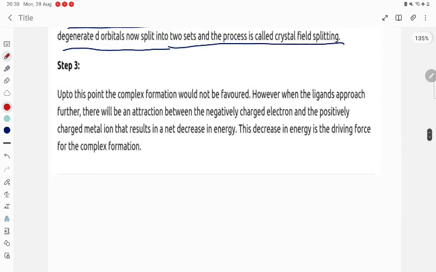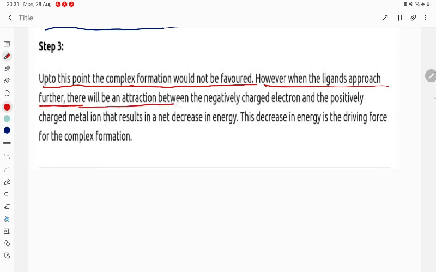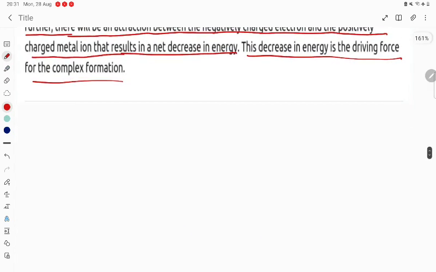Now come to the next one, student, in case of the tetrahedral complex. Up to this point, the complex formation would not be favored. However, when the ligand approaches further, there will be attraction between the negatively charged electrons and the positively charged metal ion that results in a decrease in energy. This decrease in energy is the driving force for the complex formation.